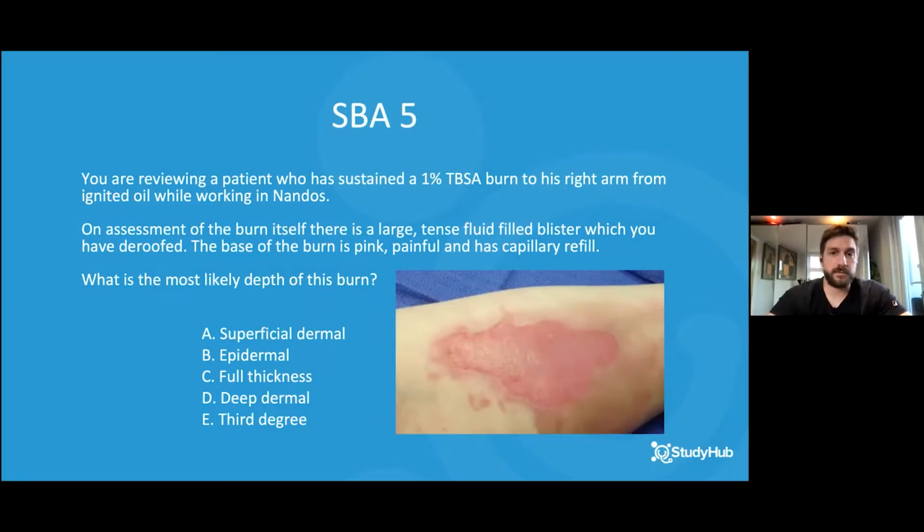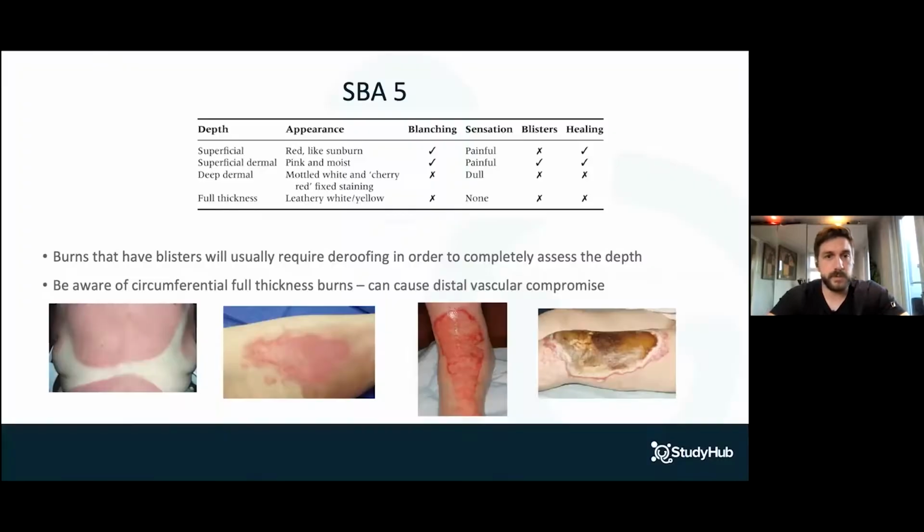Okay, so 86% have gone for A, superficial dermal burn, and that is the correct answer. Blistering is really the hallmark of a superficial dermal burn. Epidermal is pretty much like skin burn, full thickness, not in this case, or deep dermal. Third degree is the same really as a full thickness burn, but we don't really use that terminology. You can see that they've divided into superficial, dermal, deep dermal, and full thickness. Sometimes a mid-dermal burn is described. In reality, most burns are of mixed depth. You're very rarely going to come across a burn that is purely one depth, but these are the features that you can look at to help you in identification of the depth.